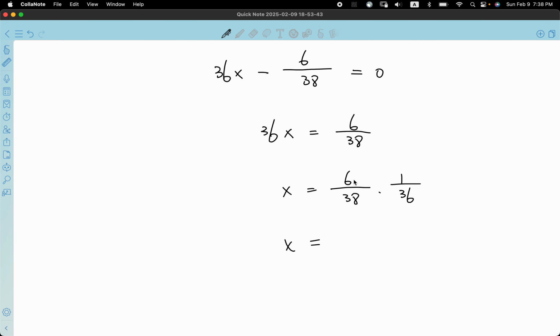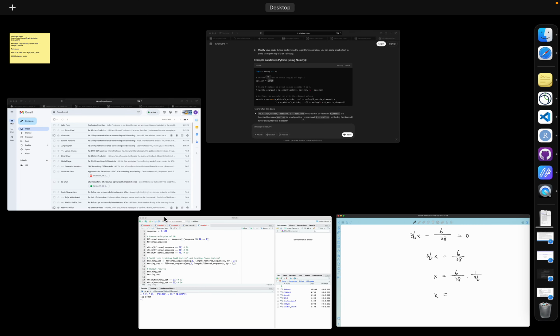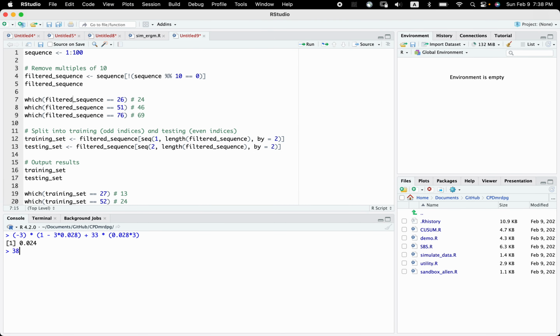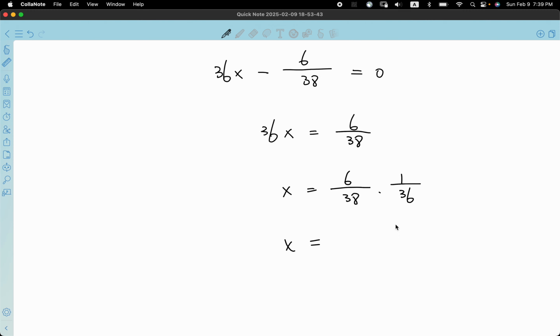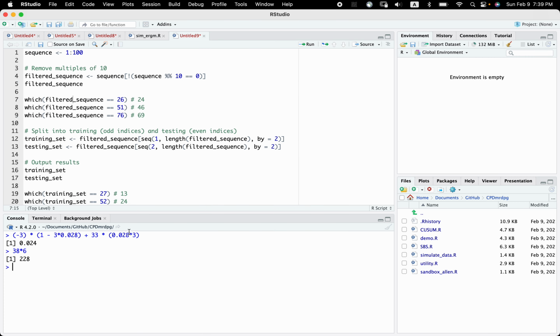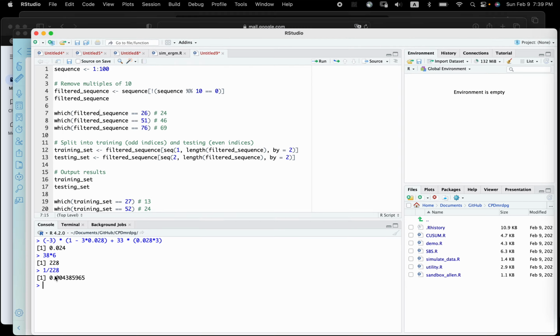Okay, so let's see. 38 multiplied by 6 is 228. So what I'm doing is that I cancel out this 36 with 6, and here this is equal to 1. So 1 over 228. And just in decimal, this is equal to 0.00438.